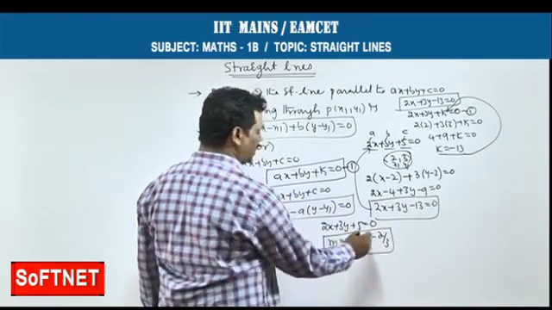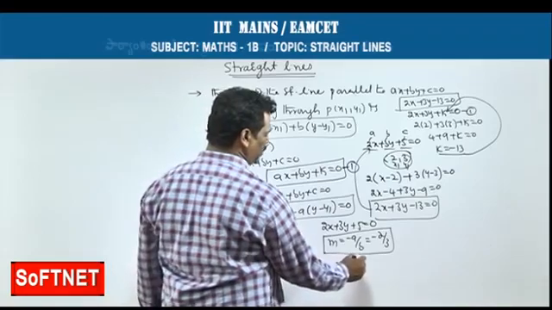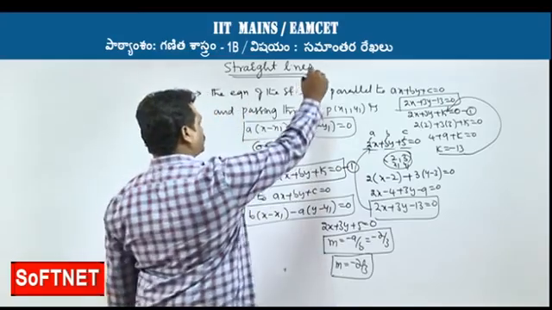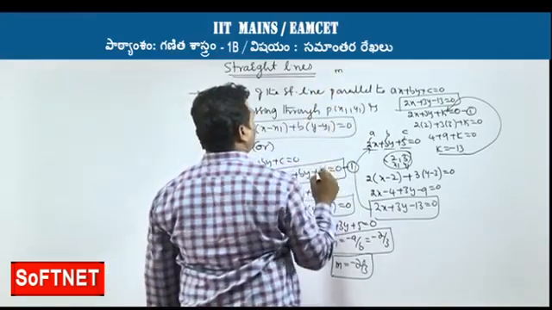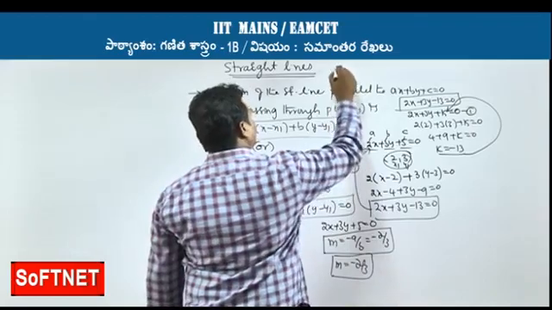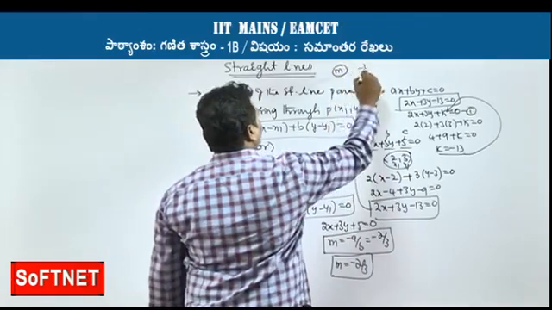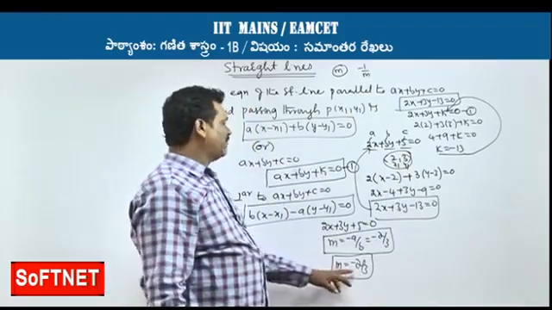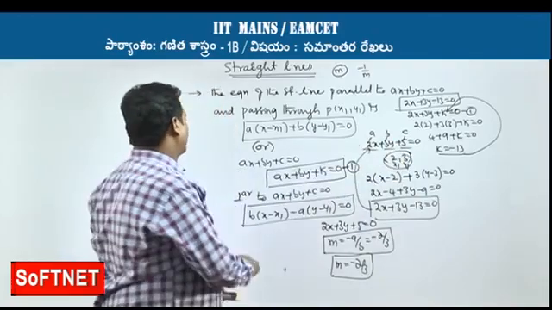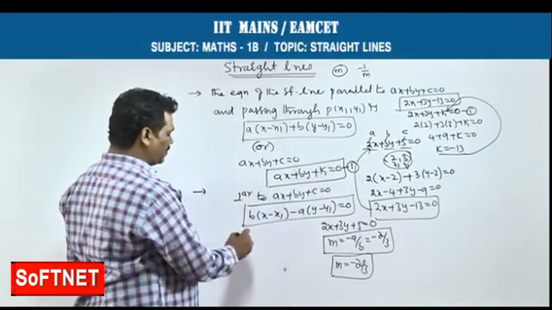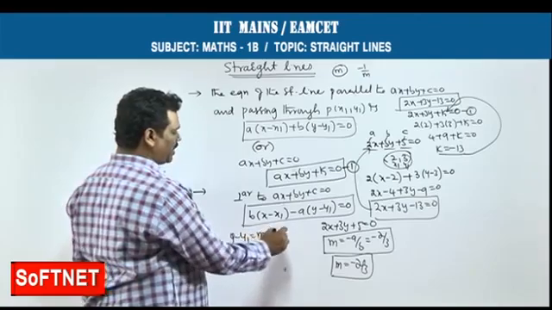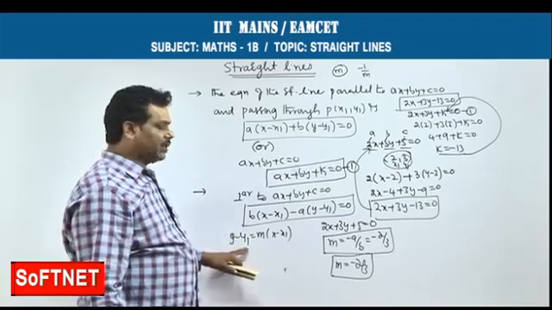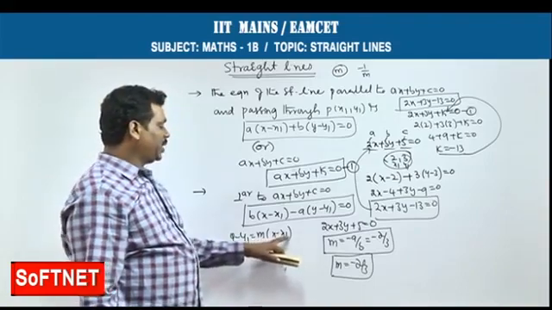What is the parallel slope? M is equal to minus 2 by 3, the same slope. For example, if m is the slope of a given line, then m is the parallel slope and minus 1 by m is the perpendicular slope. So here m is equal to minus 2 by 3, and it passes through the point 2 comma 3. What is the formula? y minus y1 is equal to m into x minus x1. This is the equation of the straight line having the slope m and passing through the given point x1, y1.